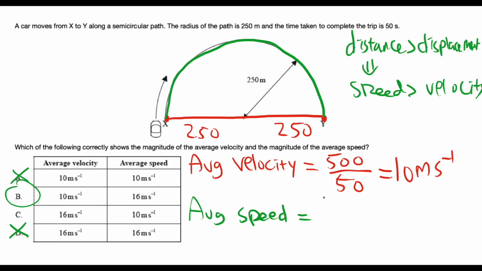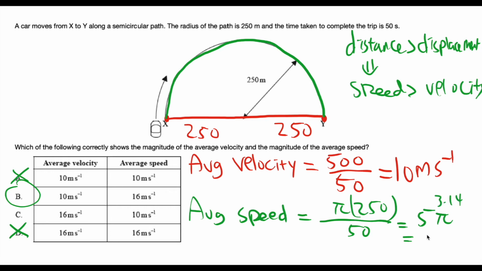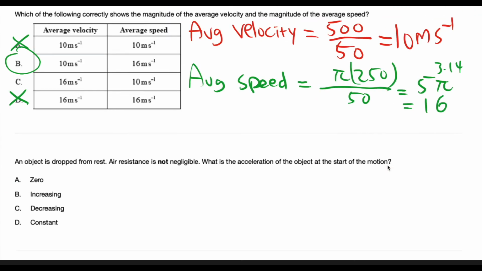So average speed is going to be equal to half of its perimeter, so 2 pi times r divided by 2, which is just equal to pi r, divided by change in time, right? So this is going to be equal to 5 pi. Pi is equal to 3.14 something, which is approximately equal to 16. So B is the correct answer.